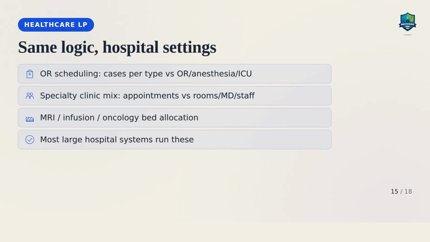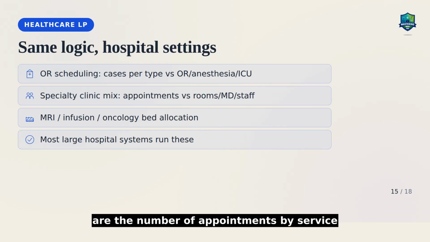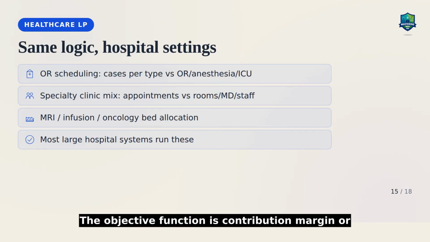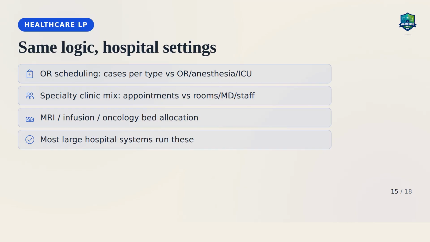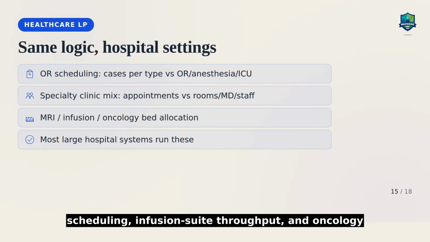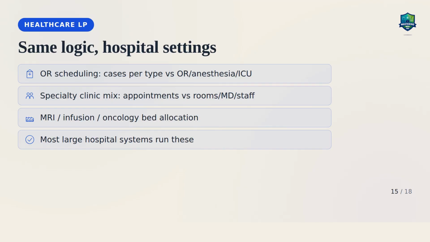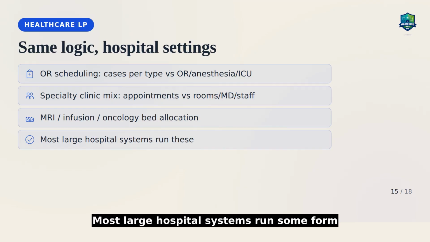Decision variables are the number of appointments by service line. Constraints are exam room hours, physician hours, and support staff. The objective function is contribution margin or total revenue depending on the question. MRI scheduling, infusion suite throughput, and oncology bed allocation all map to LP. Most large hospital systems run some form of these models, often inside larger optimization platforms.